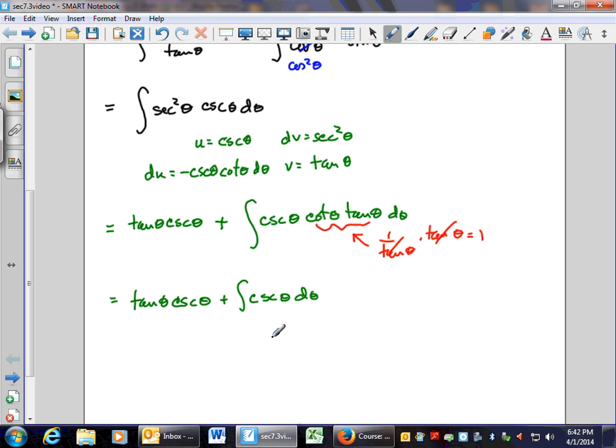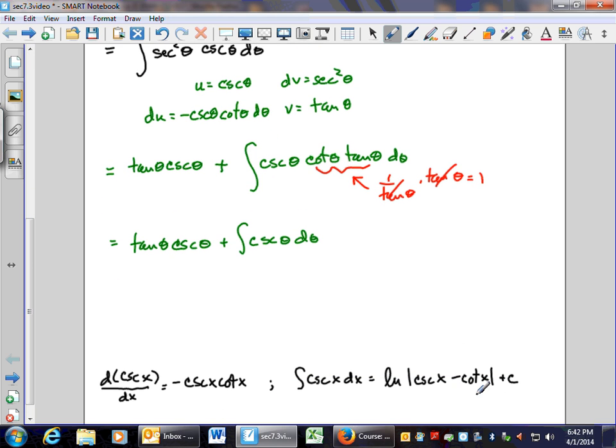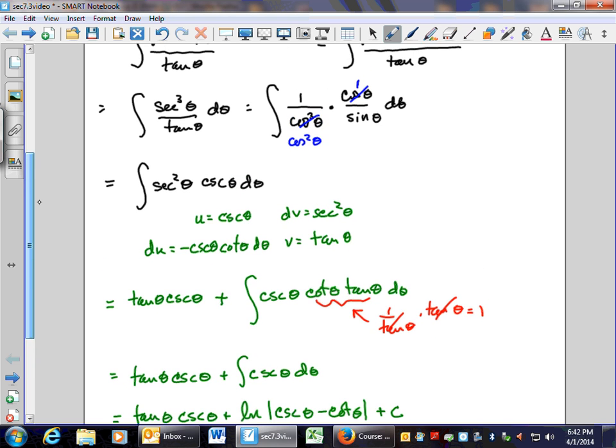Now this will go to our basic forms. Our basic forms have all the trig functions, the integrals of all the trig functions. So here it is. I took this right out of the reference pages in our book. And so we have tan theta cosecant theta plus the natural log of the cosecant of theta minus the cotan of theta plus c. Okay, that looks good. All right.